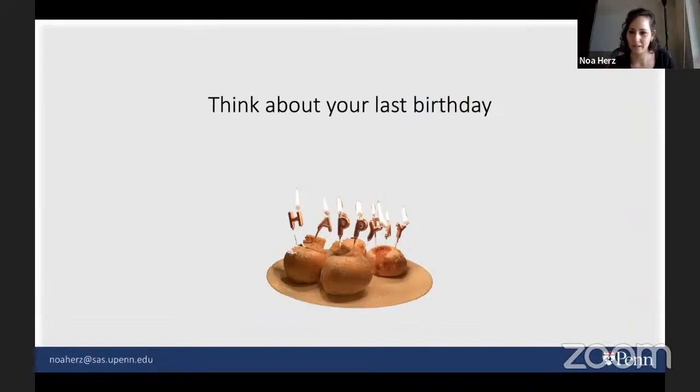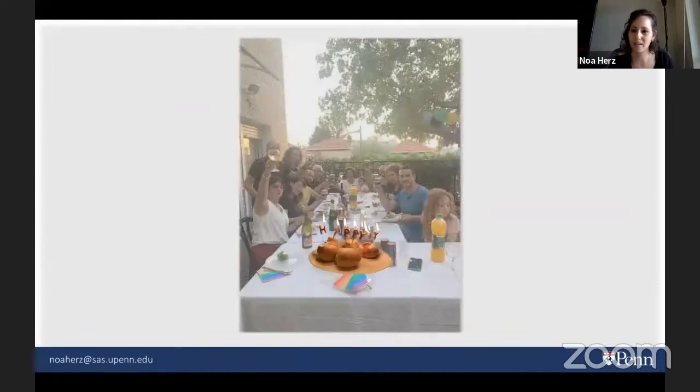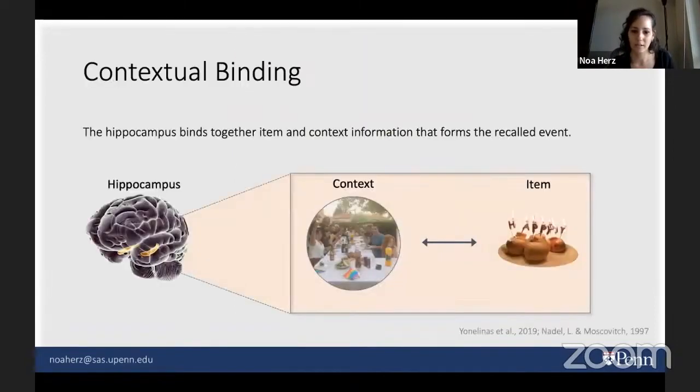As humans, we have this remarkable ability to travel back in time and relive our past experiences. Think, for example, about your last birthday party. You might be able to recall specific details, such as the cake that was served. And together with these details, the whole context of that event will probably come to mind. A long line of research has suggested that the hippocampus is specifically involved in this binding of items to the context in which they were originally encoded.